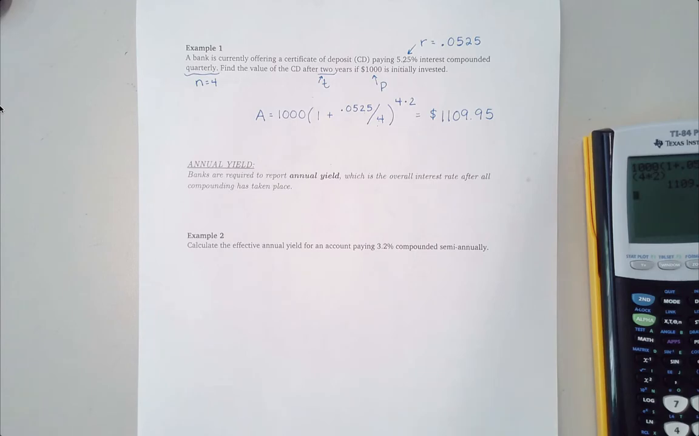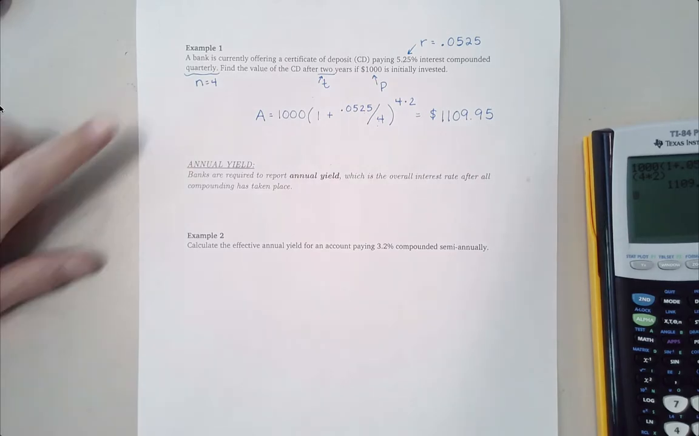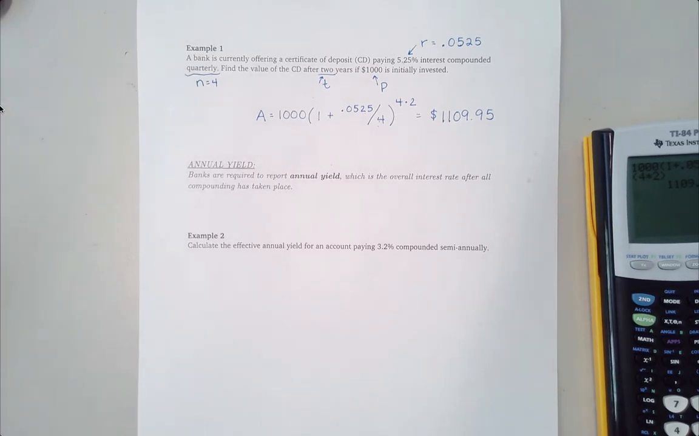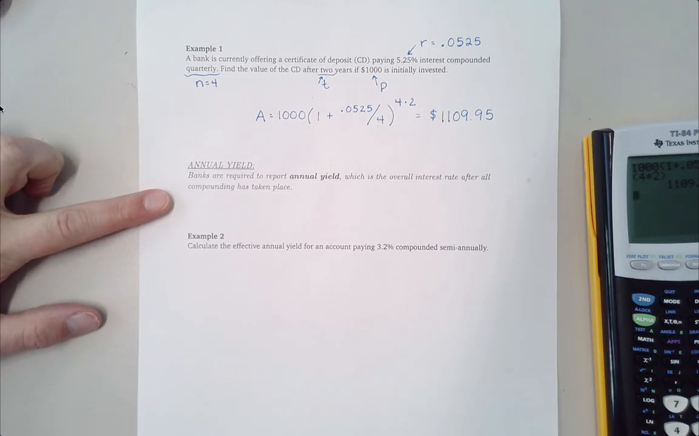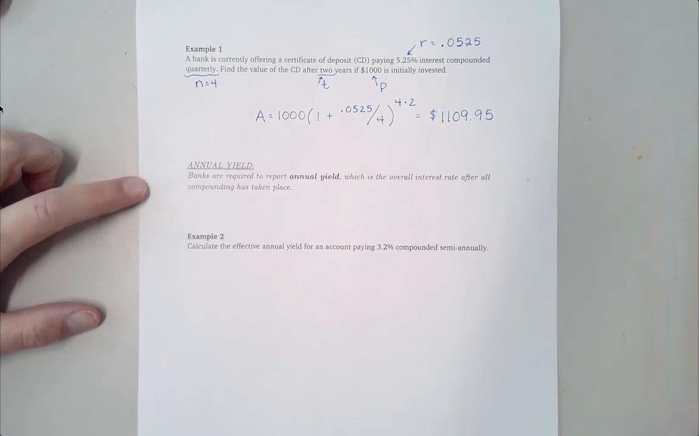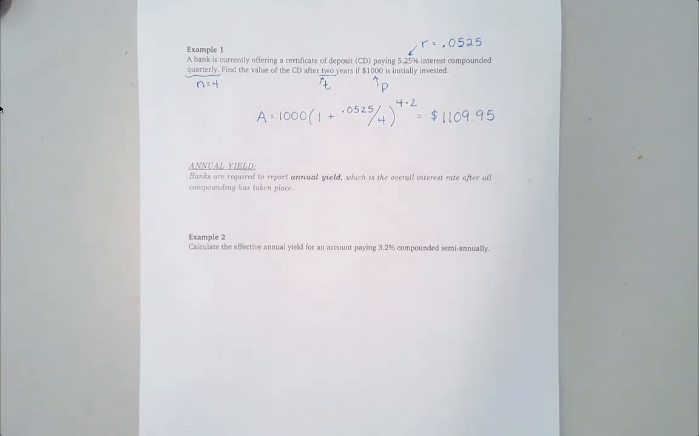Okay, that right there really covered a majority of what this lesson is all about. When you look at the homework, most of the problems look just like this example 1. There is one other quick thing we need to mention, and that's annual yield. And the banks are required to report that information right alongside your annual interest rate. So what's the difference between the two?